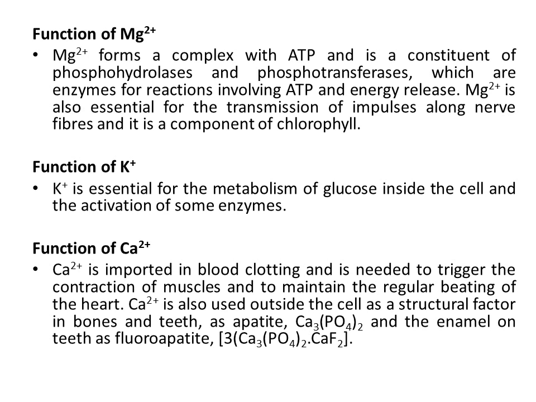Potassium then is essential for the metabolism of glucose inside the cell and the activation of some enzymes. And calcium is important in blood clotting and is needed to trigger the contraction of muscles and to maintain the regular beating of the heart. So calcium is also used outside the cell as a structural factor in bones and teeth as apatite, and the enamel on teeth as fluoroapatite. So each of these cations have their roles within biological systems.